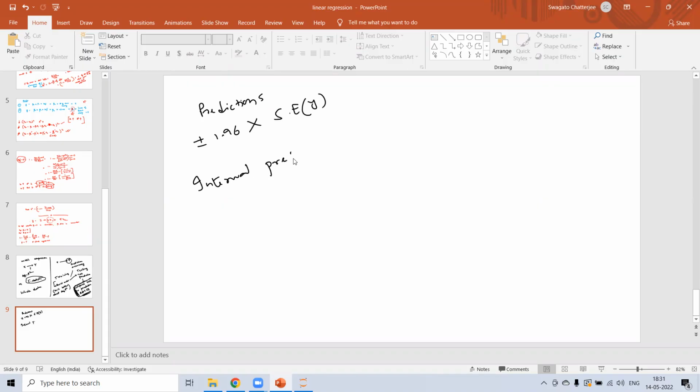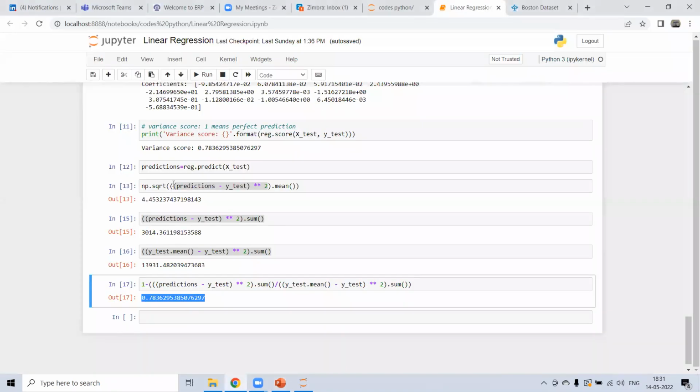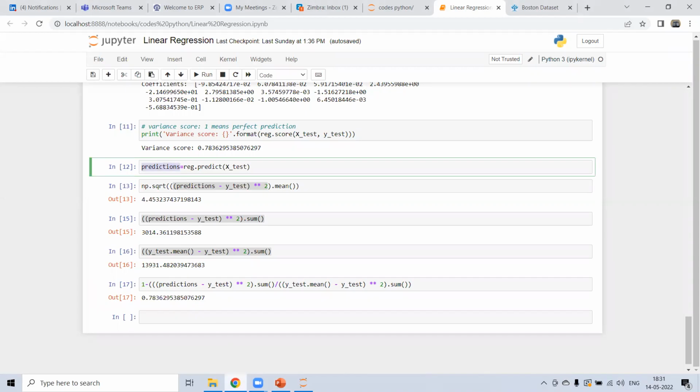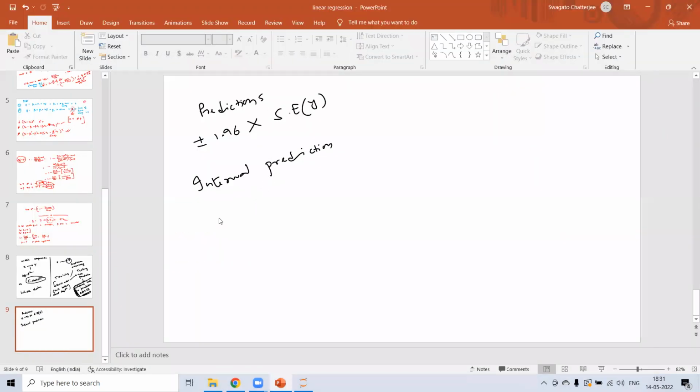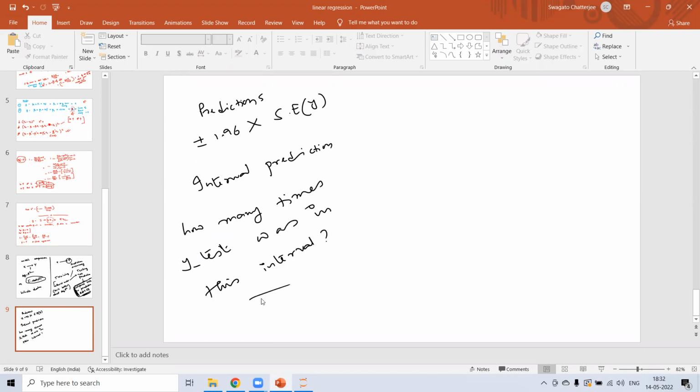This is basic. These values that I got in predictions are point estimates, right? I can also get interval estimates, and then I can check how many times Y test was in this interval. That can be said as a predictive accuracy.